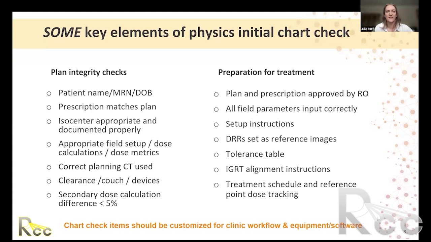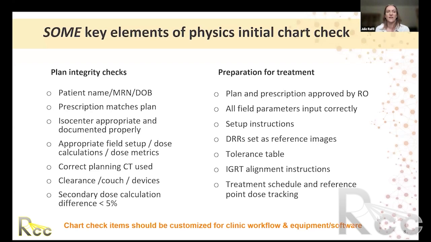Plan integrity checks are going to include things like the patient's name, medical record number, date of birth, making sure that our prescription matches the plan, the isocenter is appropriate and documented properly for treatment. We have appropriate field setup, dose calculations, and dose metrics. We have a good evaluation of the DVH. The correct planning CT is used. This is a very big one. You want to make sure that all of the calculations were performed on the right image set and that we're using the right setup for treatment. And then any kind of clearance or couch issues or treatment devices or accessories. And then making sure a secondary dose calculation difference is less than 5%.